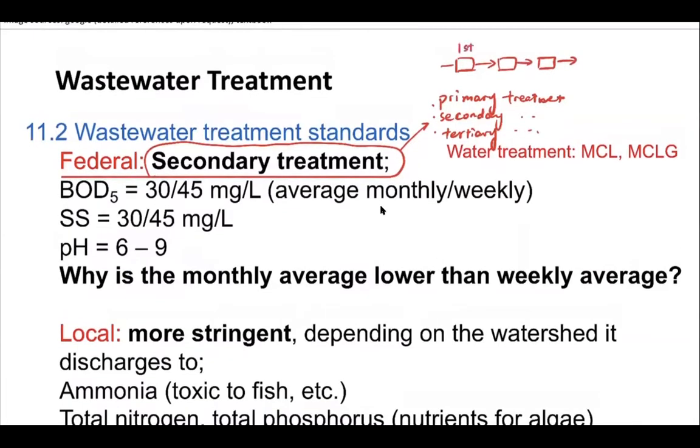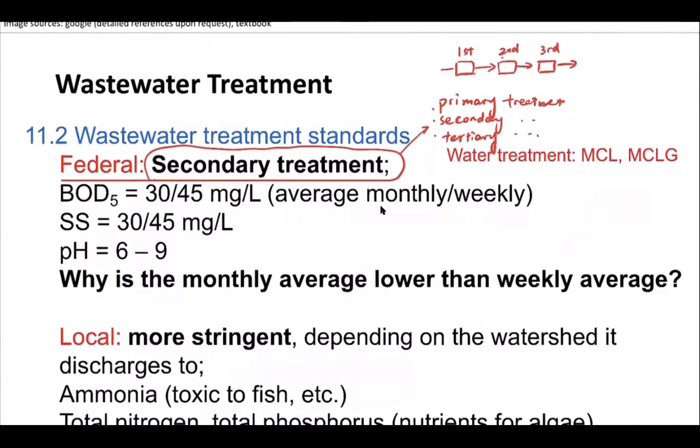So if the water quality of the wastewater, let's say from an industry or household, is pretty good, we can just use the primary treatment. But in terms of the federal requirement, you have to do a secondary treatment before you discharge it into the surface water.